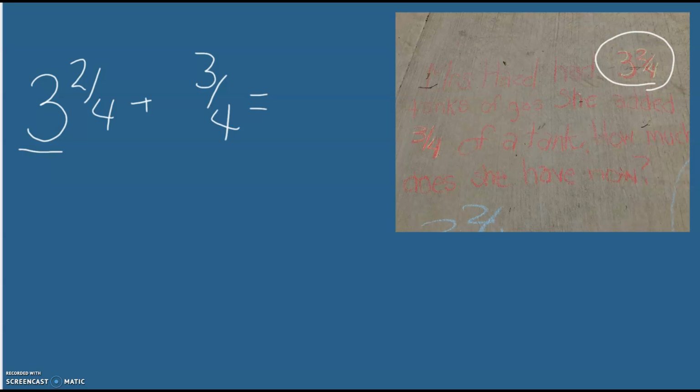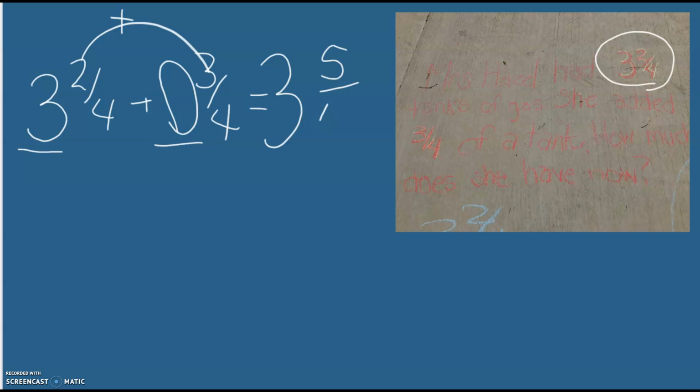I'm going to add my whole numbers first. I have a 3, and here, because there's nothing here, that's the same as a 0. So 3 plus 0 is going to be 3. Then I add my numerators. 2 plus 3 equals 5. And I get 3 5/4.